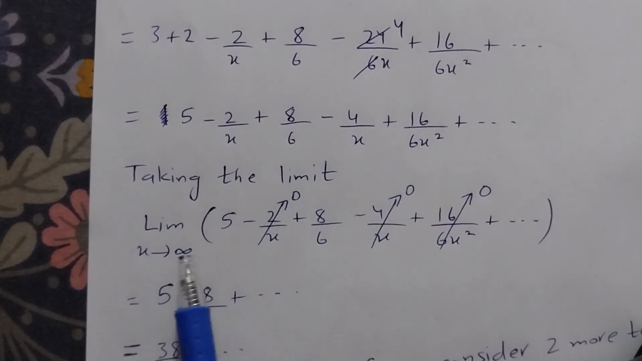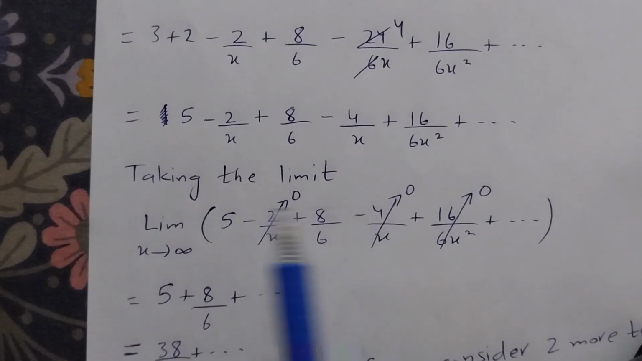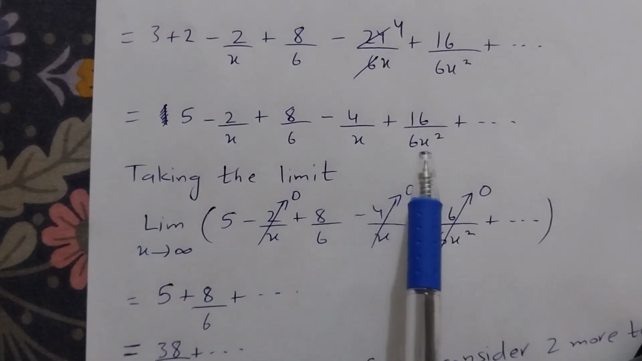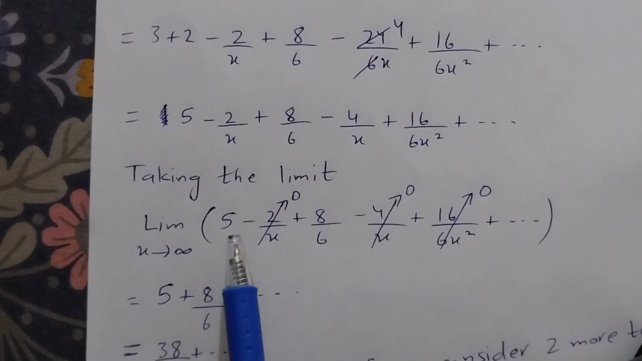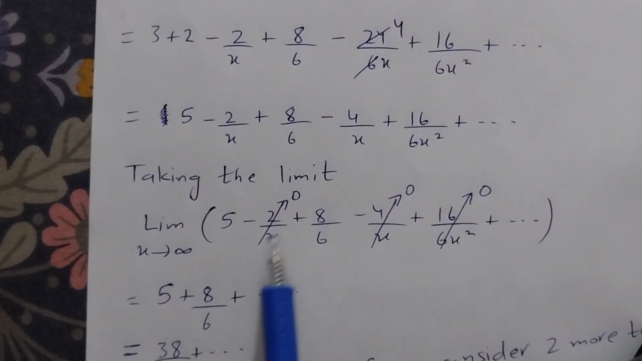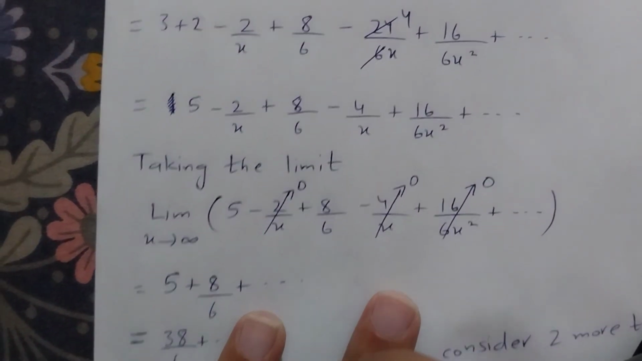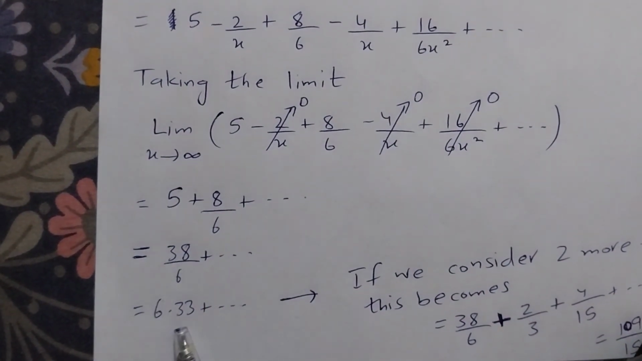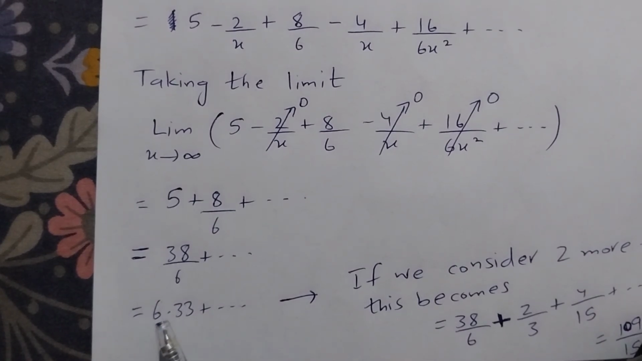And when we apply the limit to these terms, the constants will not change. Obviously this won't change, this won't change. So 5 and 8 by 6, they don't change. The remaining terms approach 0. So we are left with 5 plus 8 by 6. And 5 plus 8 by 6 is 38 over 6, which is 6.33. So this is not close to e squared. This is at a fair distance.